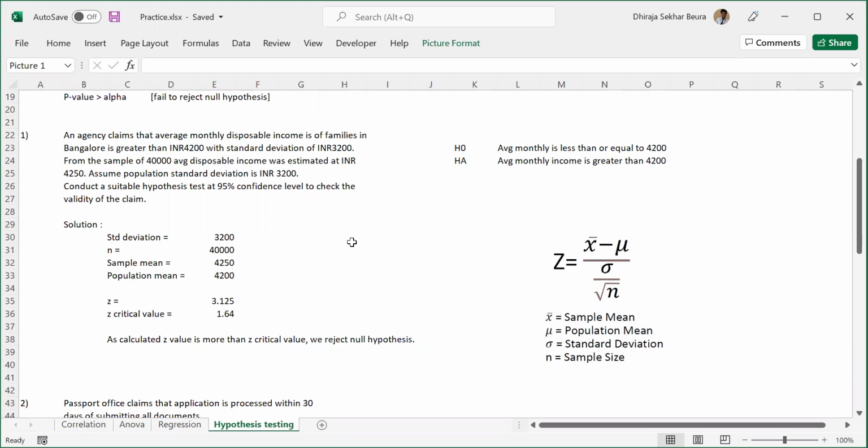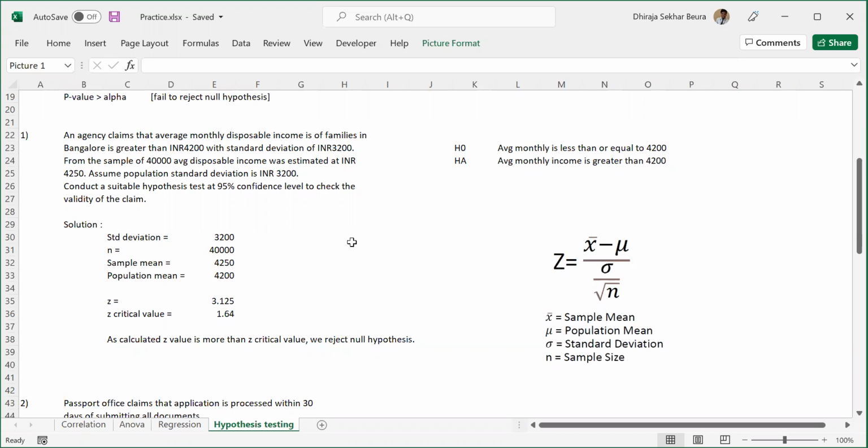Now standard deviation is given as 3,200. Then we have sample size of 40,000. Then we have mean of sample as 4,250. Then assume population standard deviation is 3,200. It need not be given, it was already provided there. Again, they have provided it again. Let's read out the next one.